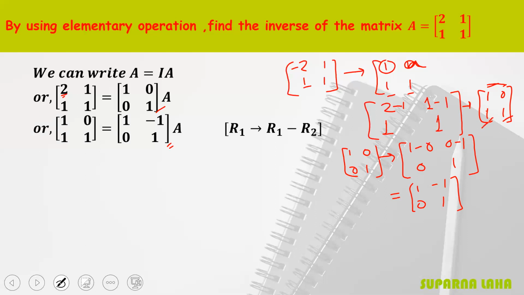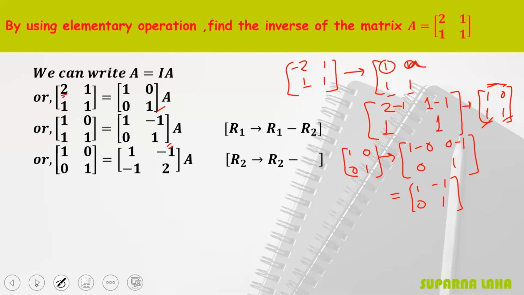Now you have to make this one 0. So make this one 0. Apply this operation, that is R2 is R2 minus R1.